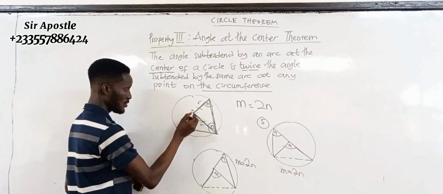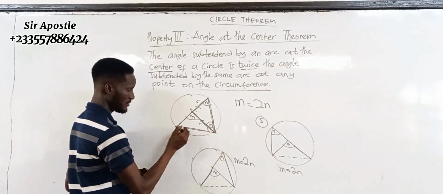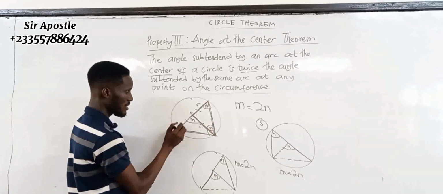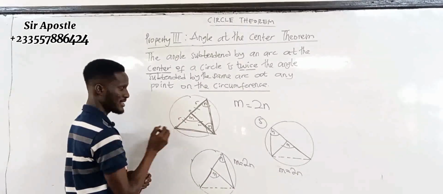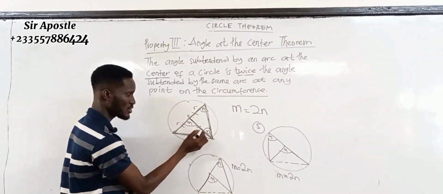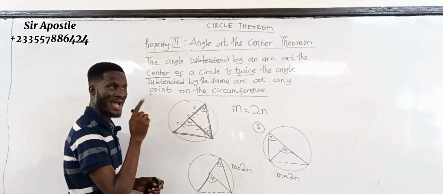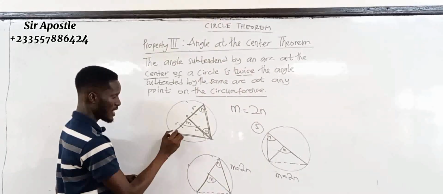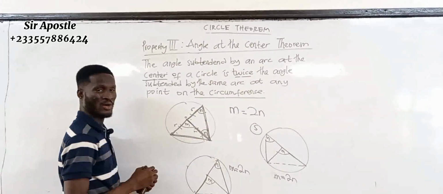Now this one also forms a triangle. Now this is the radius. From here to here is a radius. From here to here is a radius. So this one is also forming another isosceles triangle. So the angle from here and the angle from here are also the same.